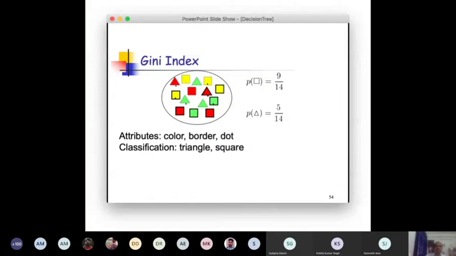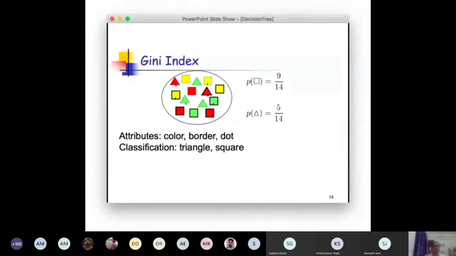So first, as I mentioned, you have to consider the class distribution while computing the Gini index, like what you did for entropy. So the probability of square is 9 by 14. You can see there are 14 examples? 3, 3, 6, 3, 9.